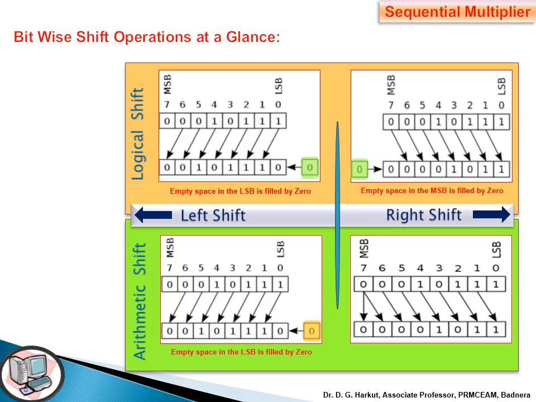Whereas in arithmetic left shift, the process is same as that of logical left shift. That is, we fill LSB with 0. But in case of arithmetical right shift operation, being an arithmetic shift, we need to retain the sign of a number. Thus, we need to fill the MSB with the original MSB.